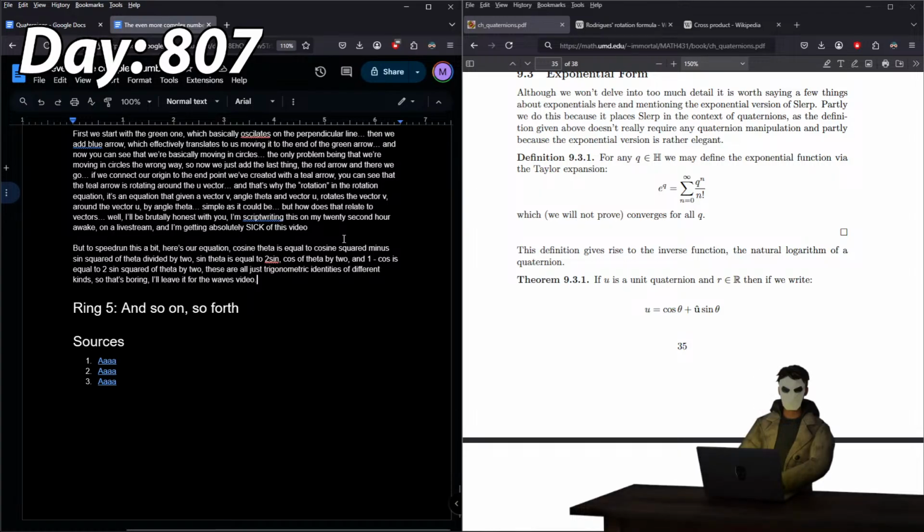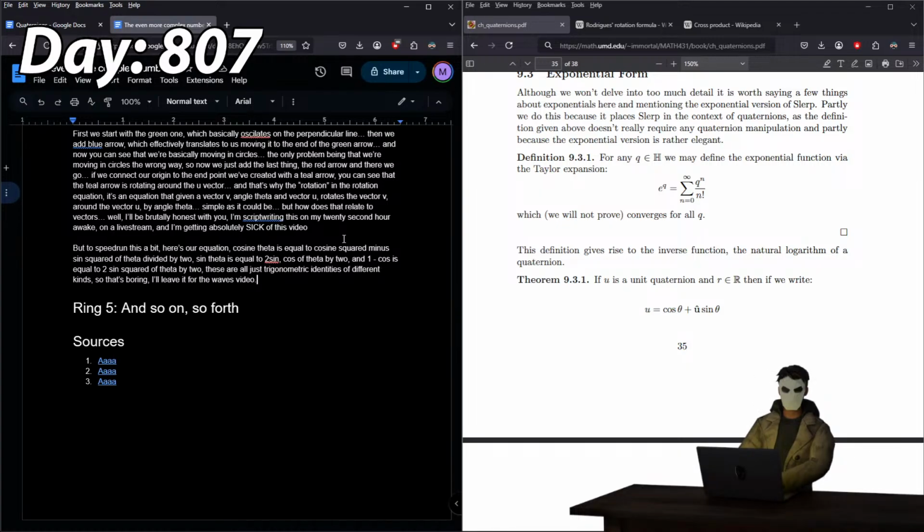First, we start the green one, which basically oscillates on the perpendicular line. Then we add the blue arrow, which effectively translates to us moving it to the end of the green arrow. And now you can see that we're basically moving in circles. The only problem is that we're moving in circles the wrong way. So now we'll just add the last thing, the red arrow, and there we go. If we connect our origin to the point we've created with a teal arrow, you can see that the teal arrow is rotating around the u vector.